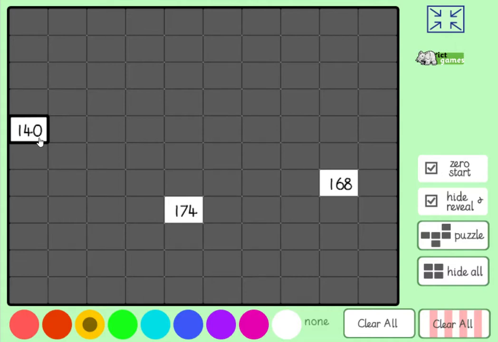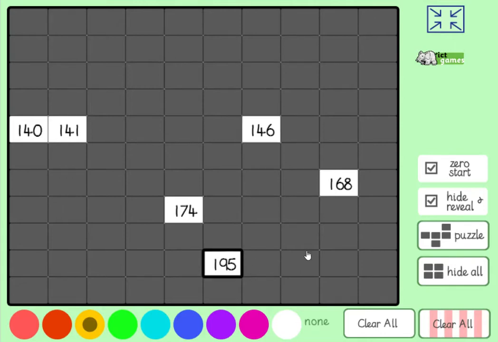140. Odd or even? Yeah, even, because it's got a 0 on the end. What's that number? Yeah, 141. Odd or even? Yeah, it's odd because it's not got 0, 2, 4, 6, 8 on the end, which must mean it's the other thing, which is odd. Odd or even? Yeah, even because it's got a 6 on the end.